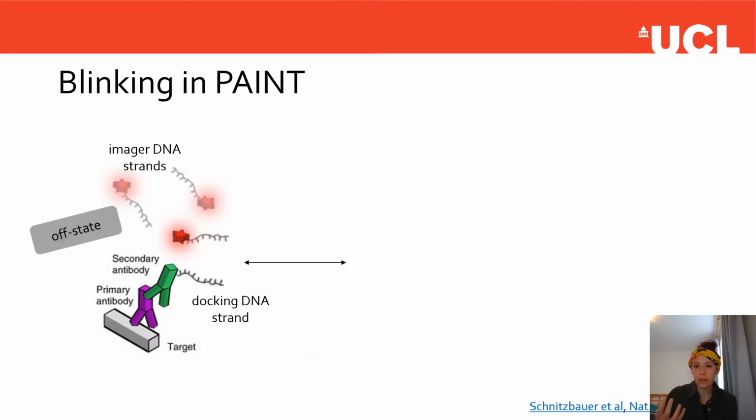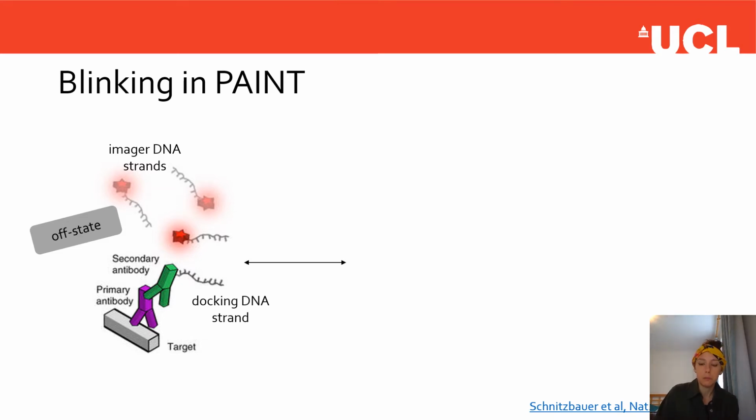Okay, the final way of generating blinking is PAINT, DNA-PAINT. In DNA-PAINT, this is our off state. Instead of labelling our target molecule with a primary antibody that's got a fluorescent dye conjugated to it, or is fused to a fluorescent protein, we do antibody labelling, but instead of a fluorophore, you actually put a short strand of DNA called the docking strand. It's a single strand of DNA. That's how we label our sample, apart from, as you can see, there's no label there.